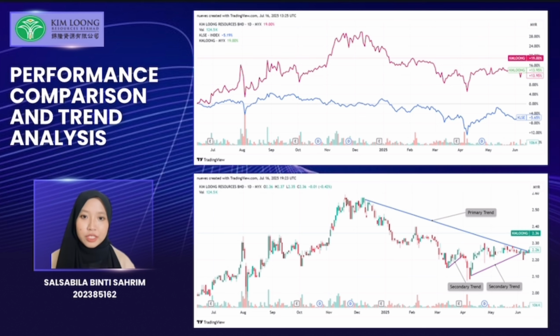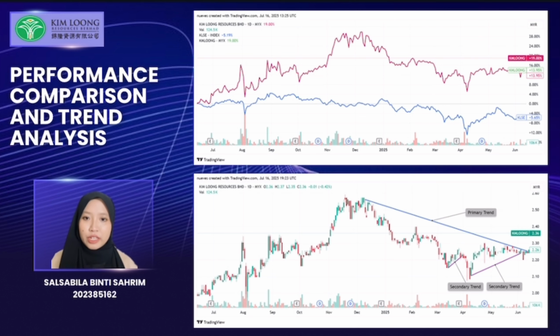The second figure shows KM Long daily price movement with primary and secondary trend lines. The current primary trend for KM Long is a downward trend, which is formed by a series of lower highs, and it started in early December up to the recent date. The trend is downward because the stock has been unable to break the previous high levels. This shows the sellers' strength in the market.